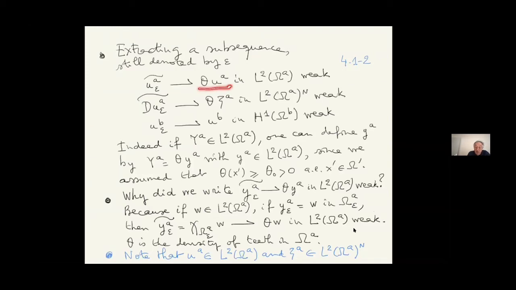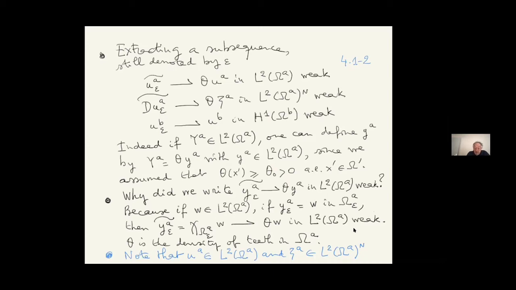First of all, this is perfectly okay because theta is a function which is between theta 0, which is strictly positive, and 1. So, when I have a function Y_a in L2 of omega_a, I can define small y_a by capital Y_a equals theta small y_a, and small y_a is in L2 of omega. And this is due to the fact that theta is greater than theta 0, strictly positive. You understand that when theta can vanish, this is a little bit more complicated, hence a new work, which is a good thing, but which needs some effort.